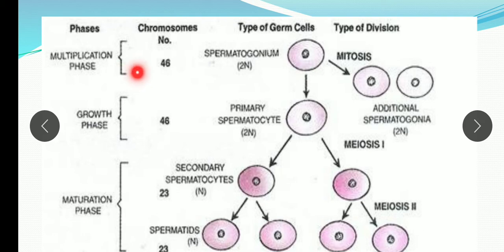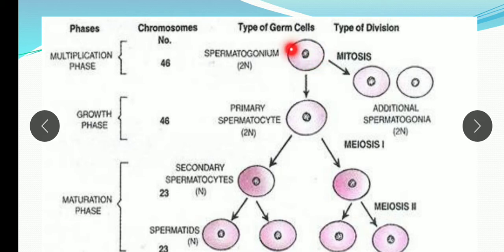Now some of these cells keep on dividing again and again, while others stop division. The cells which stop dividing act as the sperm mother cell, which we call the spermatogonia. This is the spermatogonium shown here. These cells, which do not undergo further mitosis, are known as the spermatogonia. Now these spermatogonia enter into the growth phase.